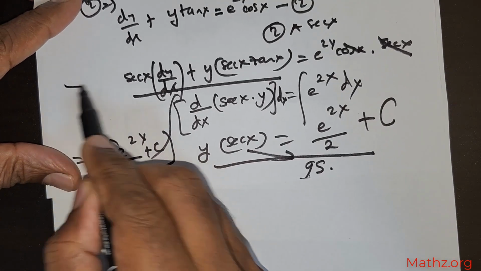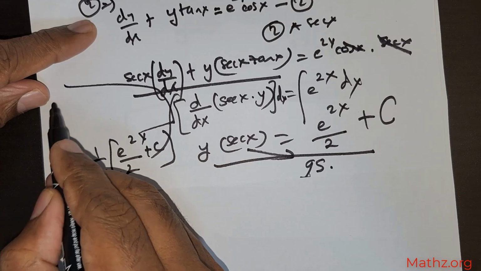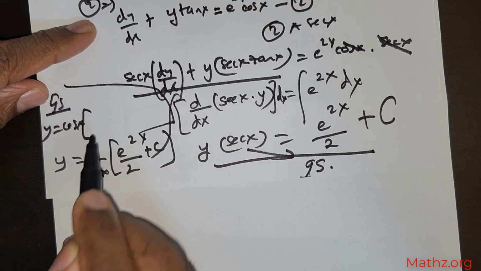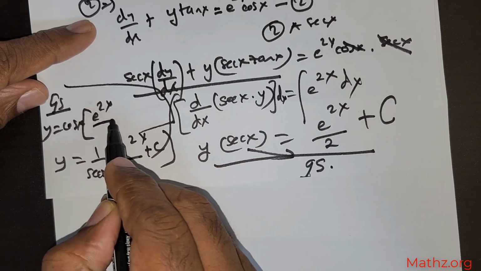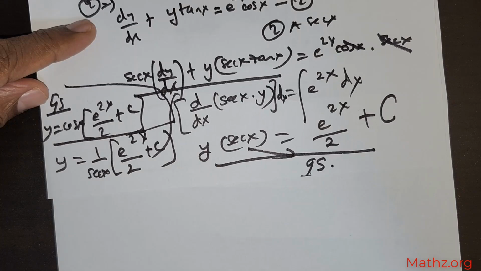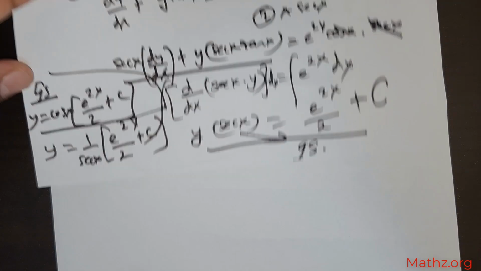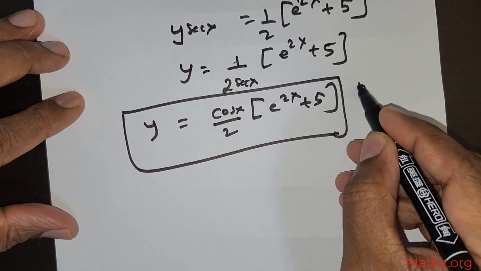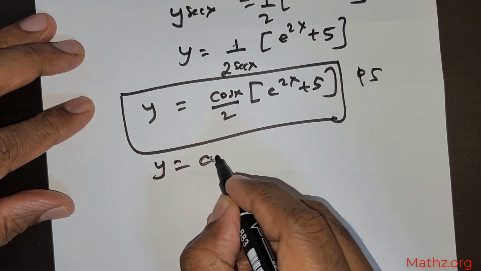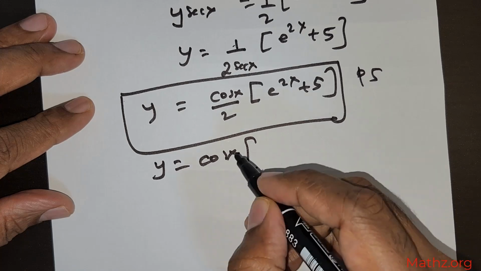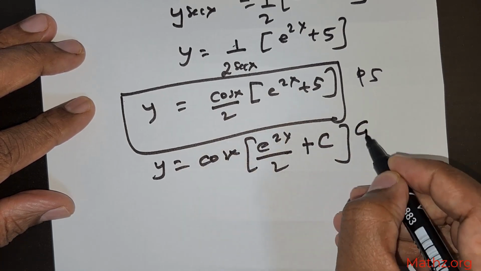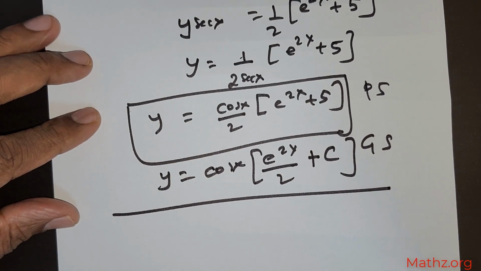So if I were to rewrite this, my general solution is going to be y is equal to cos x times e raised to the power of 2x over 2 positive c. So this will be the general solution. You can write this. This is the particular solution. The general solution is y is equal to cos x times e raised to the power of 2x over 2 positive c. So this is my general solution.